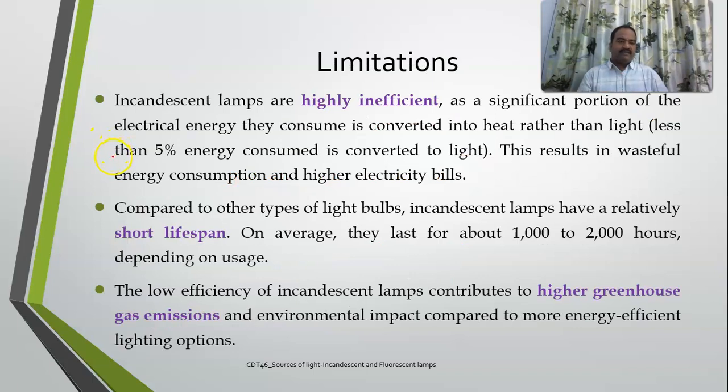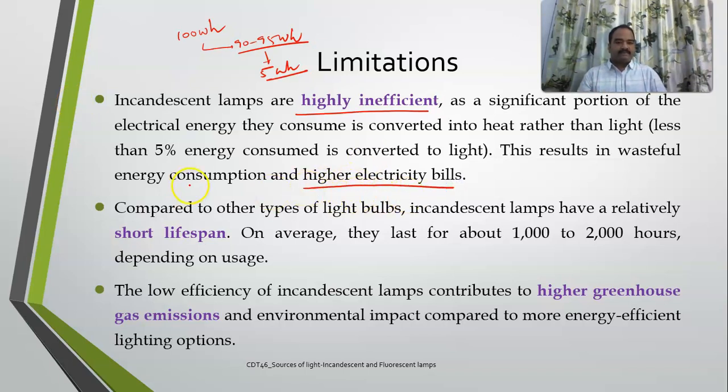But they do have their own limitations. The biggest thing is that they are very highly inefficient. Most of your energy is converted into heat, which you are not able to use. Only a part of it is converted into light, which means if it consumes 100 watts, nearly 90 to 95 watts is wasted as heat energy, which is of no use to us. Only 5% is used for lighting purposes, which we call very poor energy consumption and very poor efficiency.